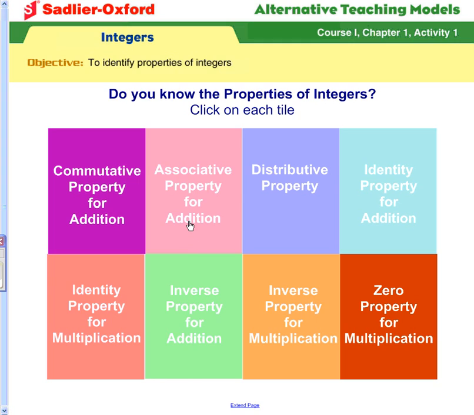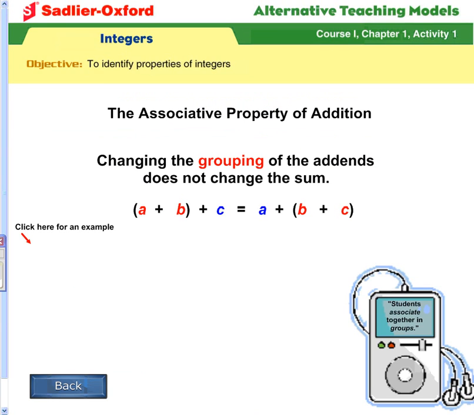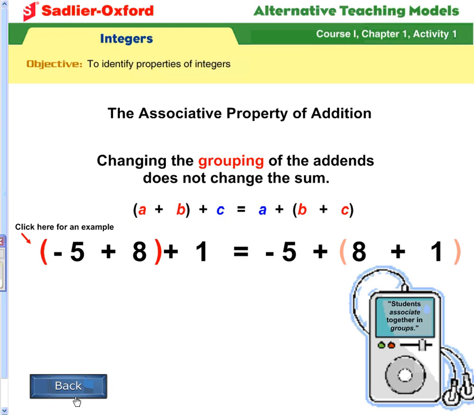The associative property for addition states that changing the grouping of the addends does not change the sum. C added to the sum of A and B is equal to the sum of B and C added to A. As an example, 1 added to the sum of -5 and 8 is equal to the sum of 8 and 1 added to -5.